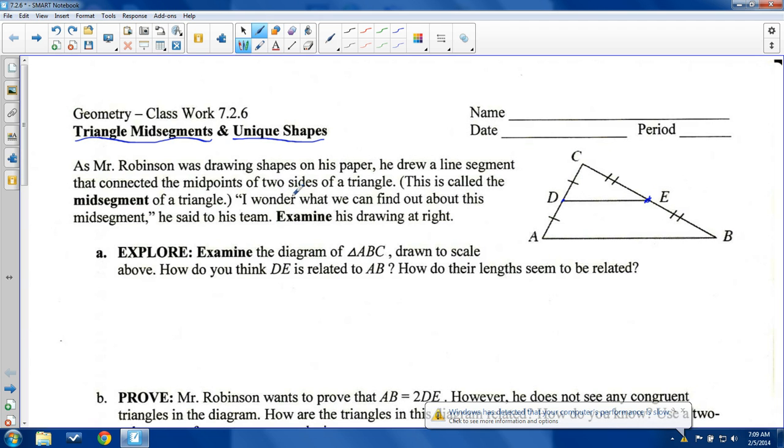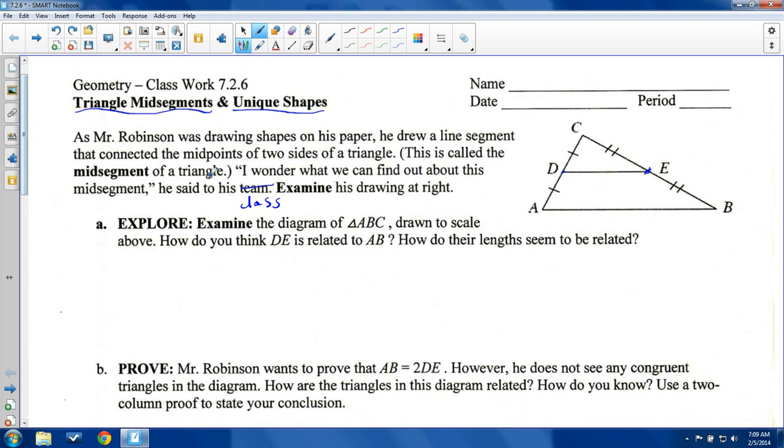Mr. Robinson says, I wonder what we can find out about this mid-segment, he said to his team. Let's call that class for now. Examine his drawing at the right. Let's assume that this one is actually drawn to scale. I don't say that often. It's really to the right, but let's say that this is drawn to scale. So I'm actually going to make a line here. I want to see what the relationship is between DE and AB.